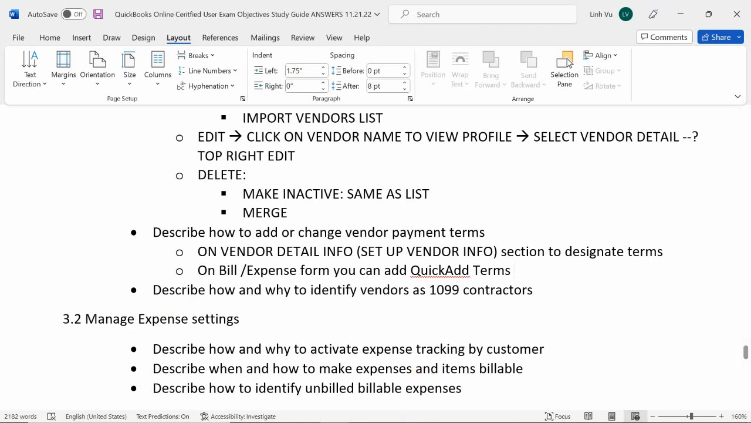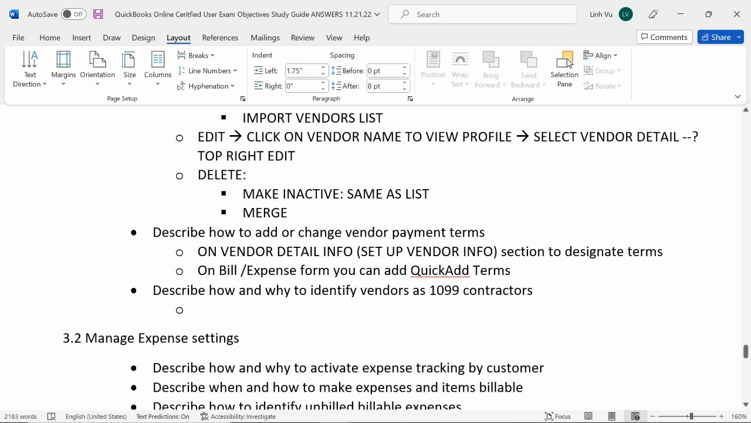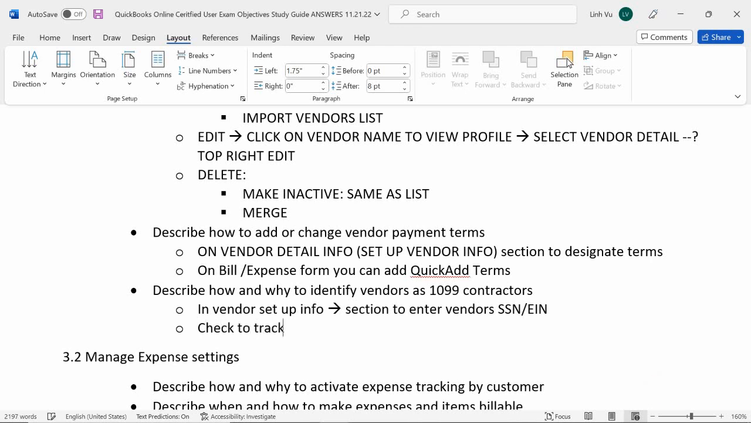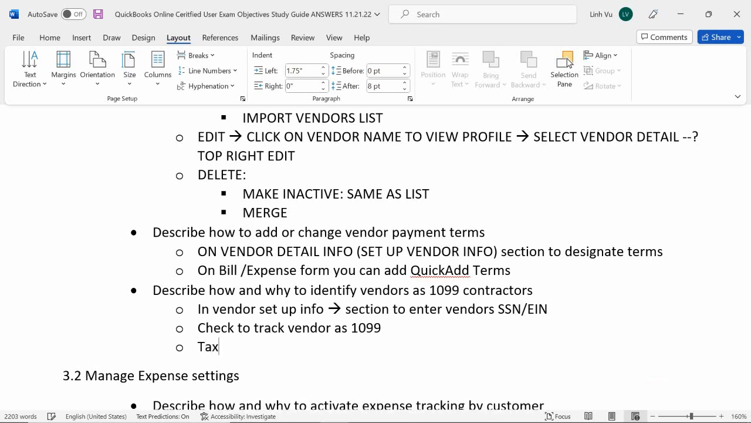Describe how and why to identify vendors as 1099 contractors. Why do we need to do that? So again, in the vendor profile or setup window, you have a section to enter the vendor's social security number or EIN. And what is the option that you can do? You can check to track the vendor as 1099. Why is it so important to keep track of your vendors as a 1099? Taxes. For tax purposes.